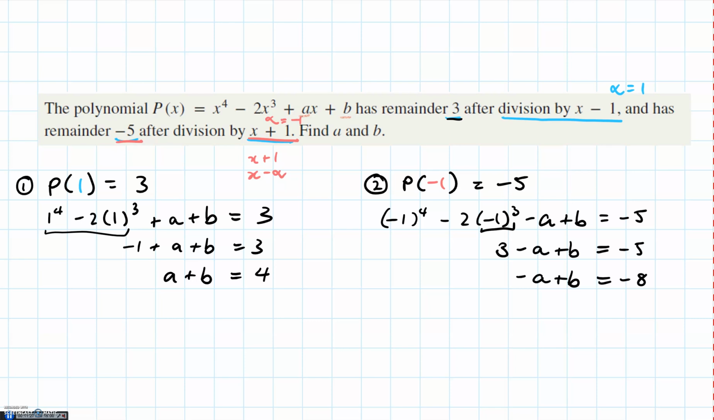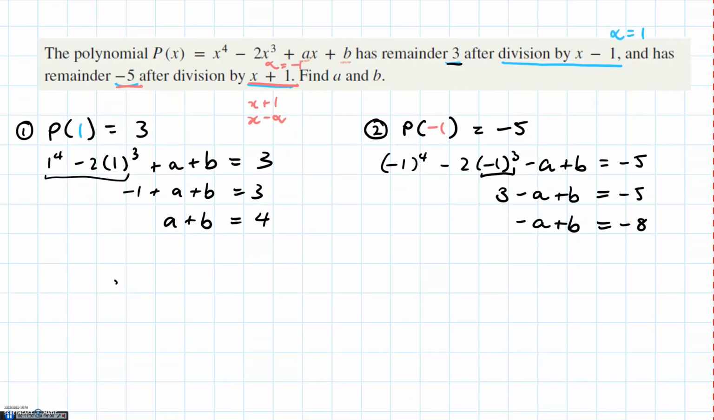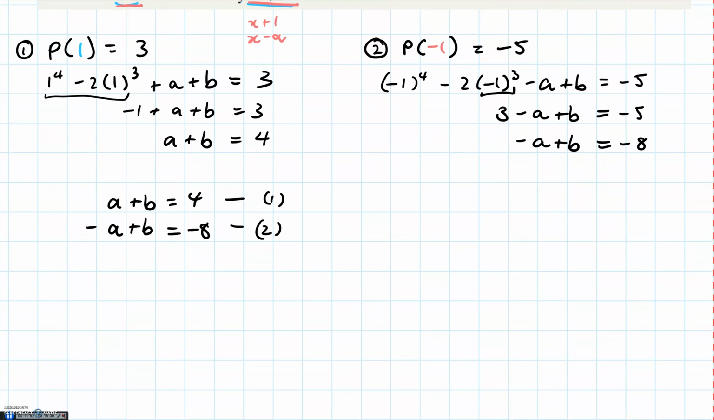Now, we haven't covered this in class, but you might have done it in year 10, and I'll go through a few more practice skills on this next lesson. But you need to solve this simultaneously. So we've got these two equations. I've got a plus b is equal to 4 and negative a plus b is equal to negative 8. So I need to solve these simultaneously. So I've got my two equations, 1, 2. I'm going to go through this process.